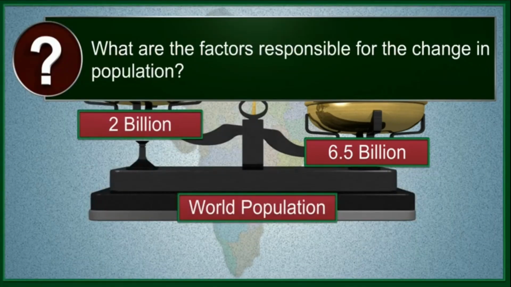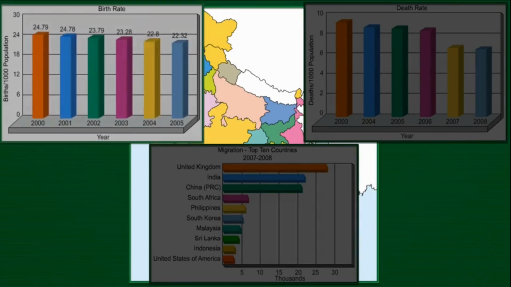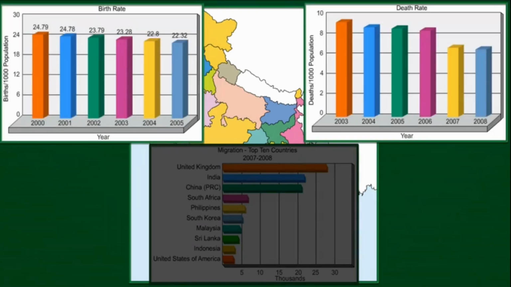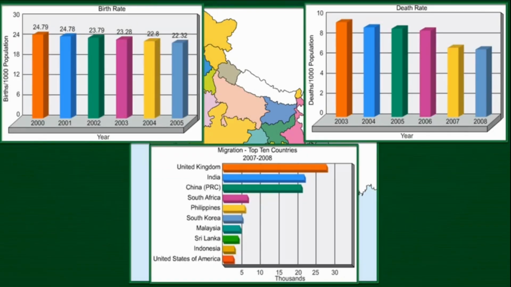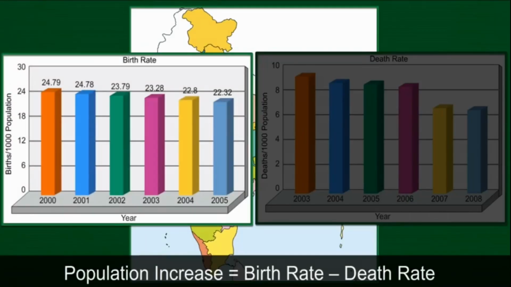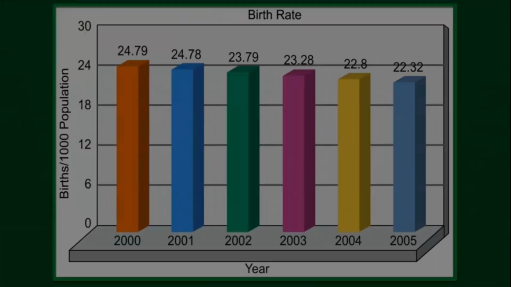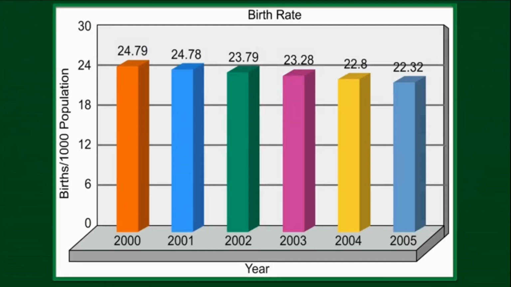What are the factors responsible for the change in population? The change is brought about by the interaction of three processes: birth rate, death rate, and migration. The natural increase in the population is the difference between the birth rate and the death rate. Birth rate is the number of infants born alive in a year per 1,000 of the population.